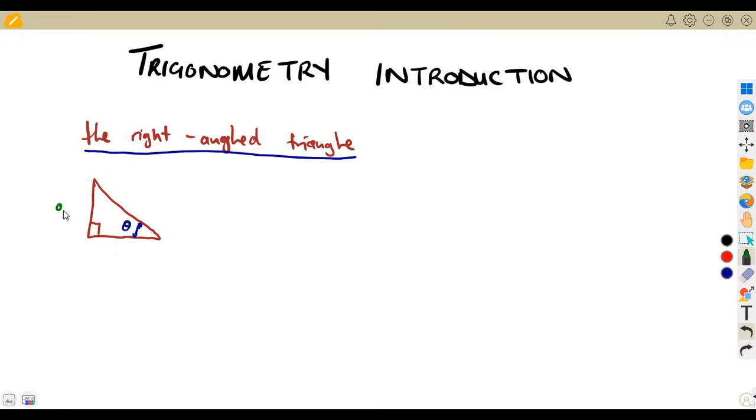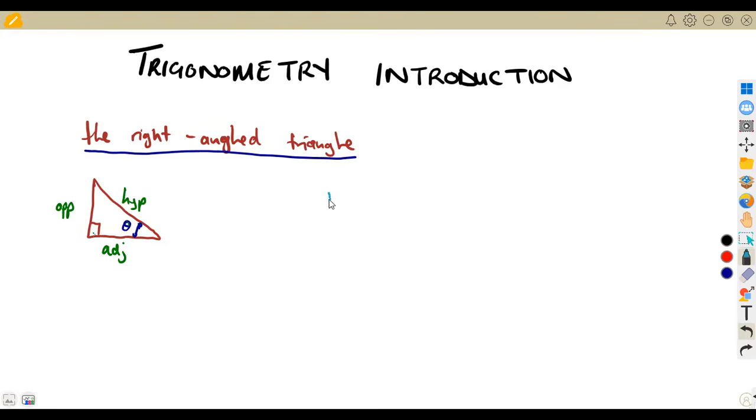That is, here we are going to have the opposite. Here, we are going to have the adjacent. The one that the 90 degrees and the theta are on the same side is your adjacent. Then the hypotenuse, the one that is opposite to the 90 degrees, that's the longest side that you can ever have.